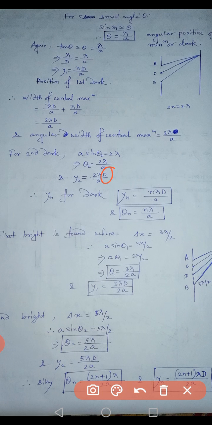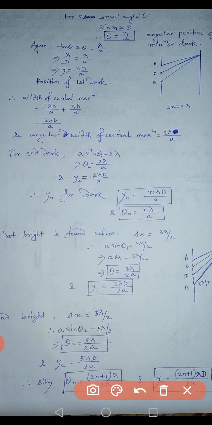Okay, in the same way for the nth dark: for the first dark we got lambda D by a, and before that nothing is there, meaning it is 1. For the second dark we got 2 lambda D by a. The third dark we will get 3 lambda D by a. For the nth dark we will get n lambda D by a. Okay, fine. So this is the linear position, and this is the angular position. So about dark we got it.